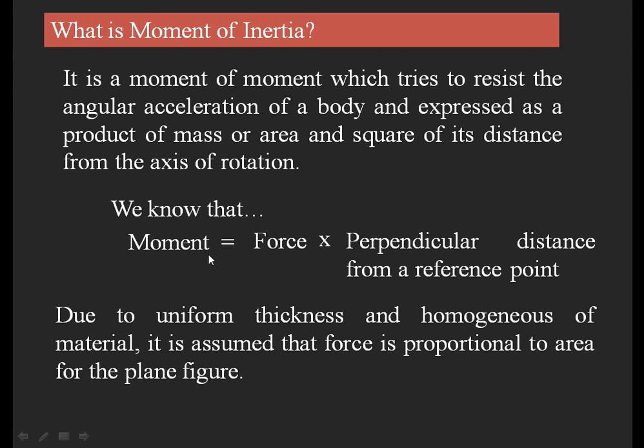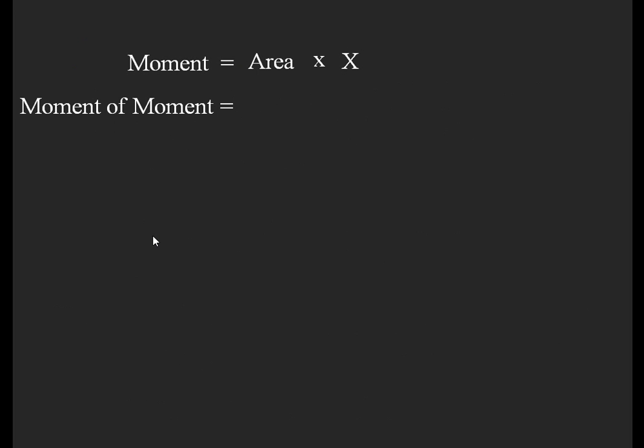So the moment equation can be modified according to this assumption as moment is equal to area into distance. In place of the perpendicular distance we can consider the distance with respect to the axis about which we are going to find the moment. So the moment can be written as area into distance. Now I want to write it as area into x, so I am assuming the distance as x. Next I want to write moment of moment, which is the moment of inertia.